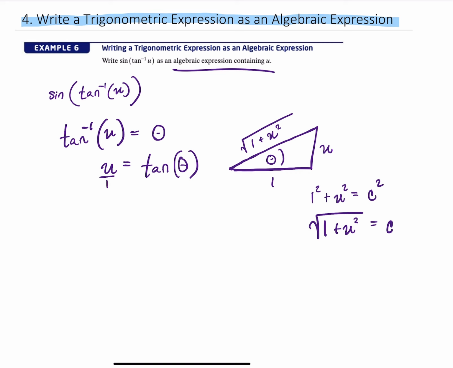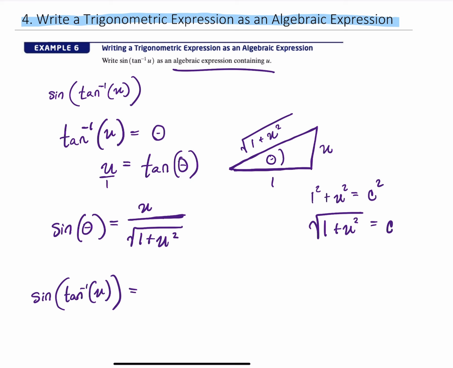Now let's use this triangle to evaluate the outer trig function, which is the sine. So we can say the sine of theta is opposite over hypotenuse, u over the square root of 1 plus u squared. And with values, usually we rationalize the denominator, but let's just keep it like this for now. So we can say the sine of the inverse tangent of u equals u over the square root of 1 plus u squared.